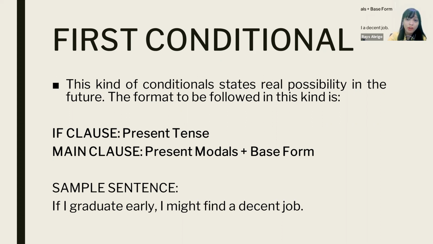And in our if clause, the verb is in present tense. In our main clause, we have the present modals, will, may, might, can, and then the base form of the verb. So, for example, if I graduate early, I might find a decent job. Here, our if clause is in present tense, graduate, and the main clause is I might find a decent job. This is the condition, and this one is the real possible result.